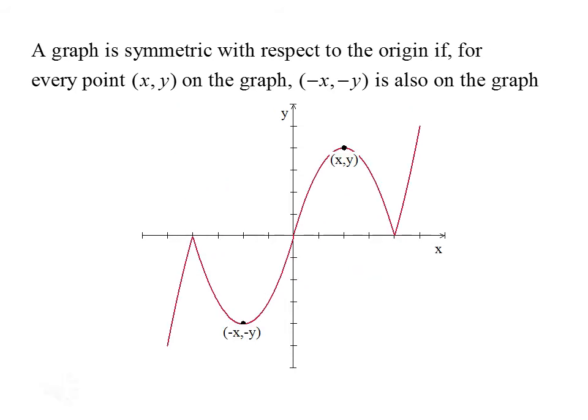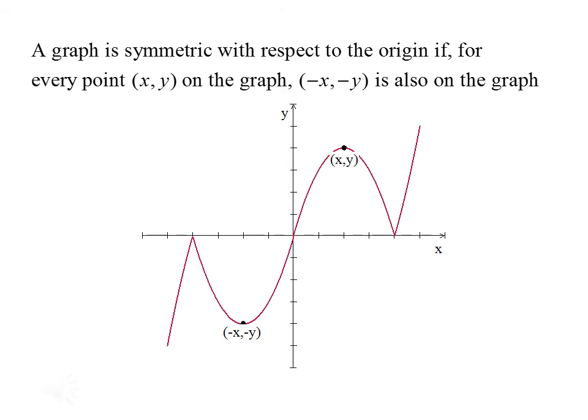The third type of symmetry is called symmetry with respect to the origin. A graph is symmetric with respect to the origin if for every point (x, y) on the graph, (-x, -y) is also on the graph. So here is a picture of a graph that displays symmetry with respect to the origin.